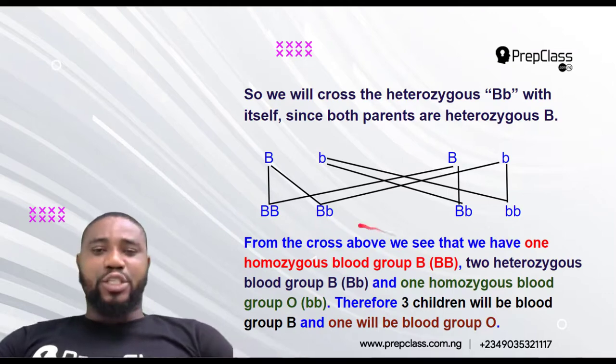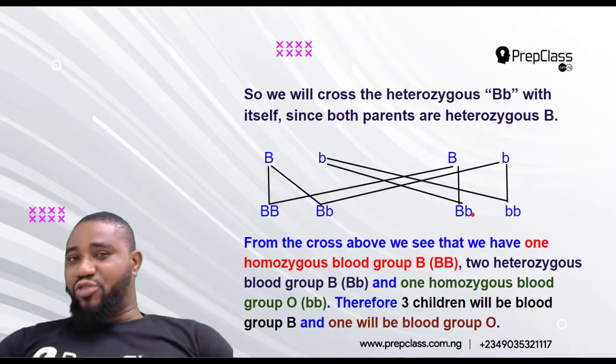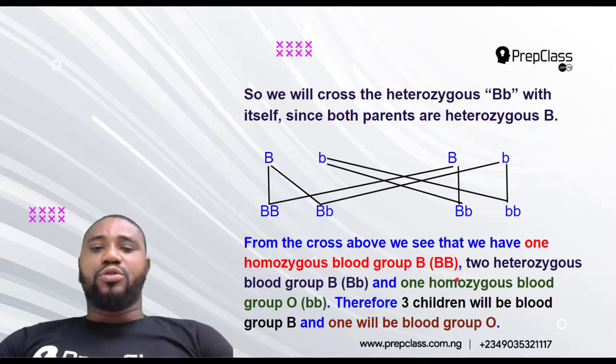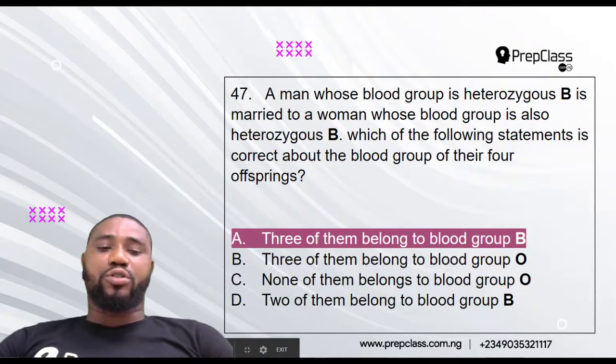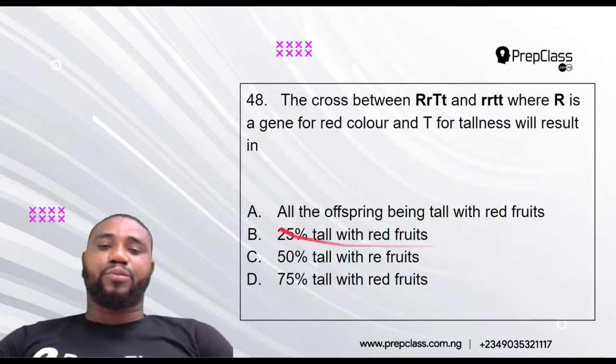But the point is that these two children that are blood group B have the gene for blood group O. So later, when they marry, one of their children might become blood group O, or more of their children might become blood group O. So the ratio of blood group B to O is 3:1. Three of their children belong to blood group B, while one will be blood group O, because the ratio is 3:1. So your best answer is A.